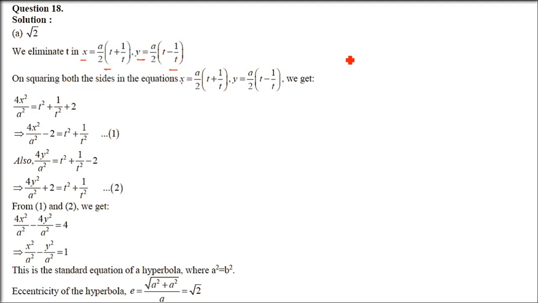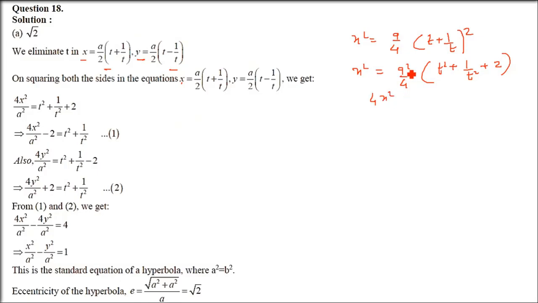So what will be x square? X square will be a by 2 whole square, that is a square by 4, and you have t plus 1 by t whole square. So we have x square as a square by 4, and this is t square plus 1 by t square plus 2 into t into 1 by t. So t and 1 by t will get cancelled, you will get 2. So x square will be this one. Now I am taking a square by 4 on the left hand side. It will be 4x square by a square. And 2 also I am taking on the left hand side. So 4x square by a square minus 2 is t square plus 1 by t square.